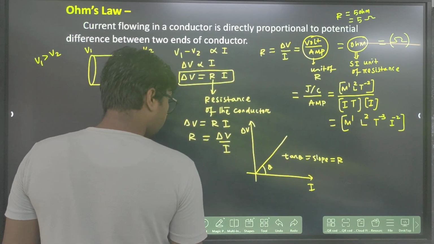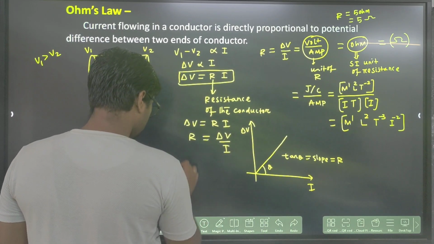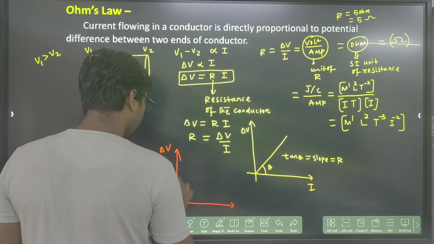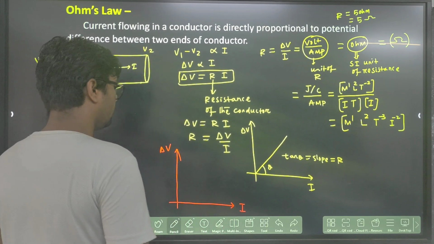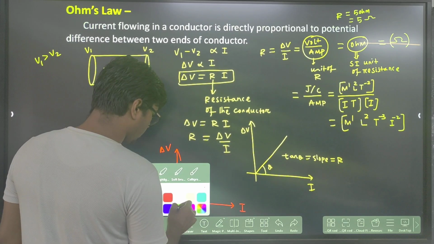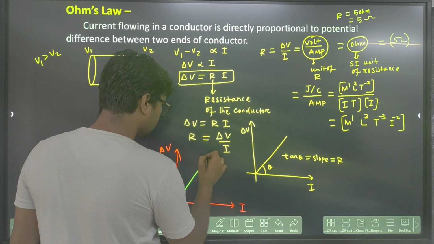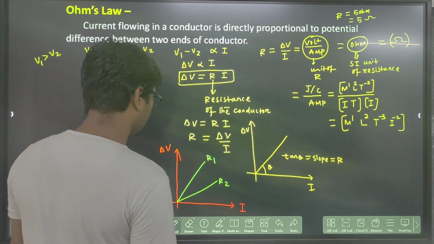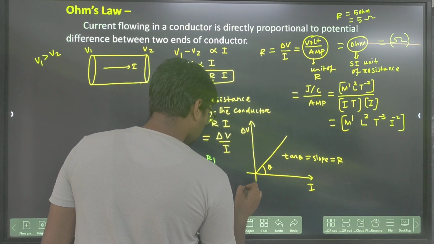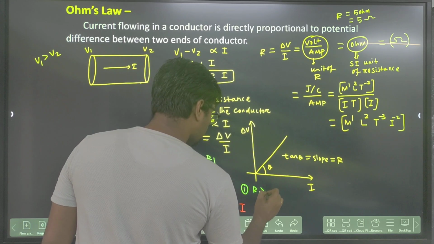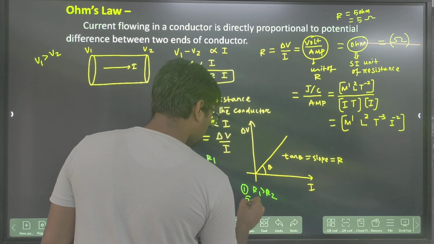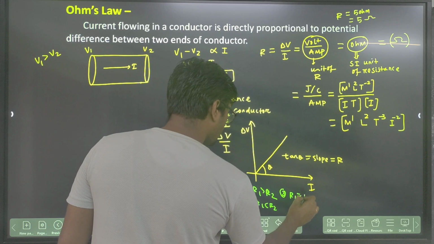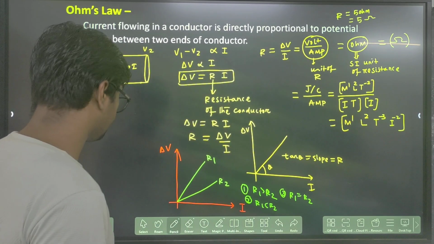So if I ask one question to you: this is the graph between delta V and I, and two graphs are given, R1 and R2. The options they have given: option 1, R1 is greater than R2; option 2, R1 is less than R2; option 3, R1 is equal to R2. So which one will be correct?